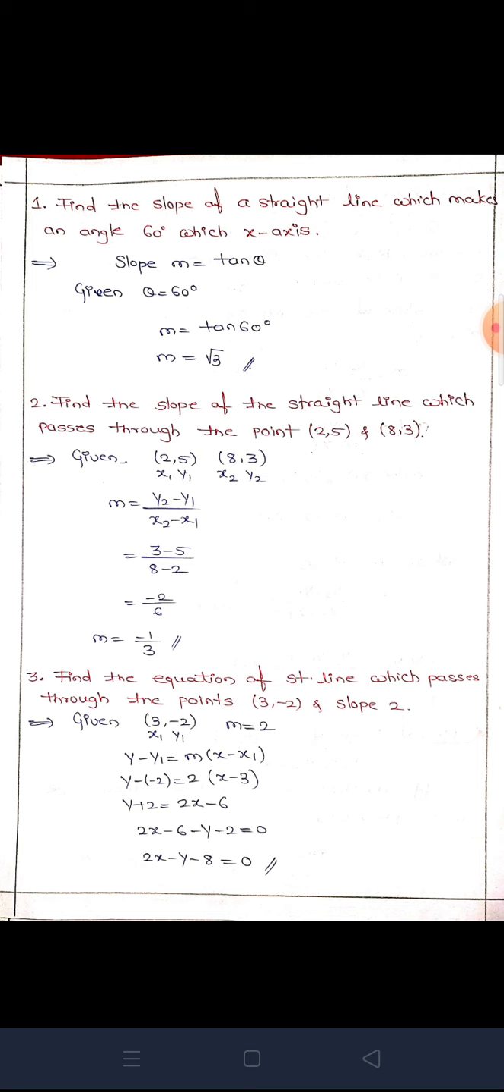So put the values, that is (3 minus 5) divided by (8 minus 2). So 3 minus 5 you will get as minus 2. 8 minus 2 is 6. So minus 2 divided by 6 is minus 1 by 3. This is nothing but the slope of the line.